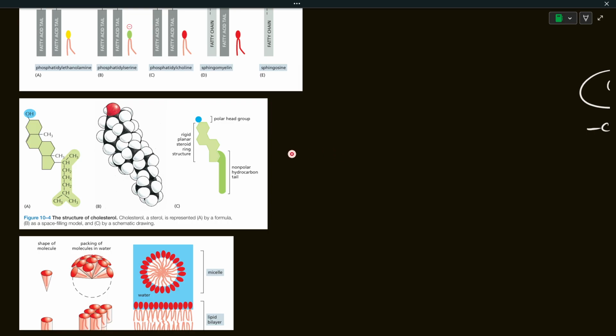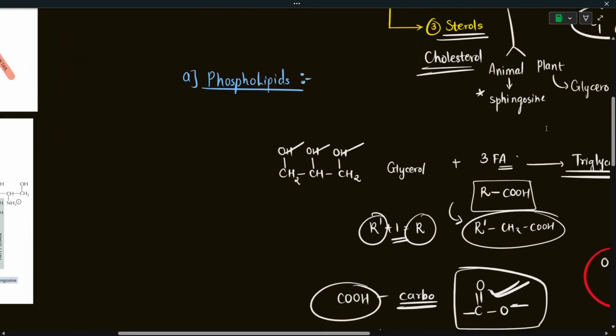We'll discuss this in the next lecture. For now, just remember that cholesterol is a sterol, the most abundant sterol present in our plasma membrane. It is a very important molecule that is going to provide rigidity to the plasma membrane, and that is also going to control the fluidity of the plasma membrane. So cholesterol has a steroid ring, and to the steroid ring there will be a polar head group attached and a non-polar hydrocarbon tail attached, and that is why this is also an amphipathic molecule. So with this, we are done with the composition of the plasma membrane.